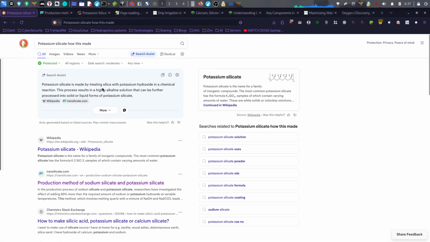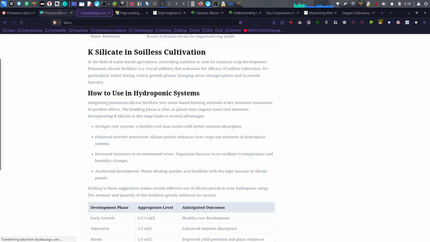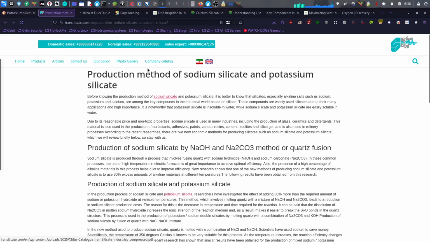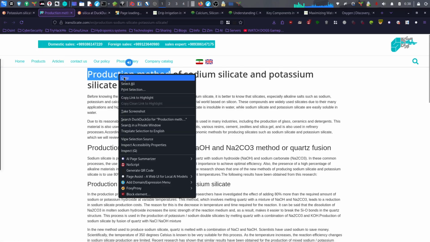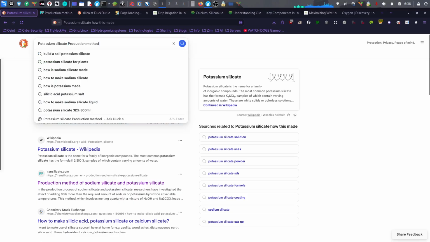Potassium silicate is made by treating silicon with potassium hydroxide in a chemical reaction. Silica. Let's check what silica is. Production method. Remember this, this can be used in the production method.